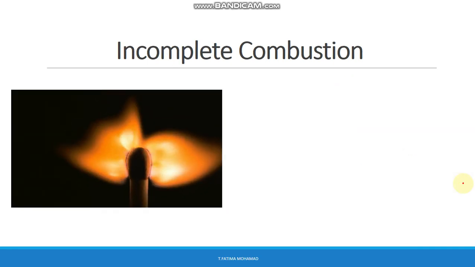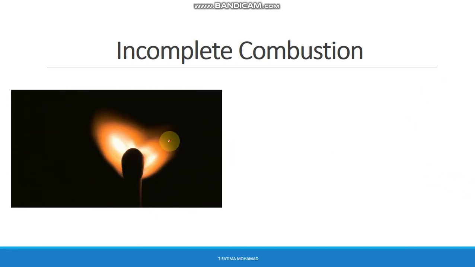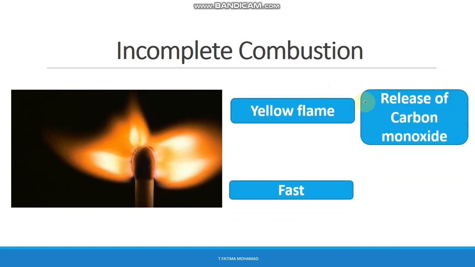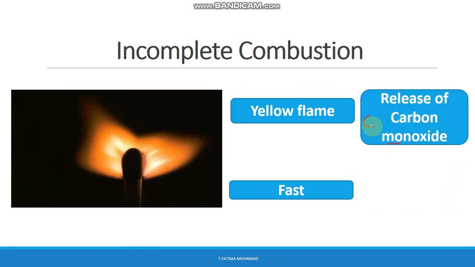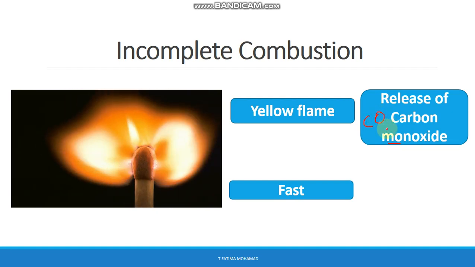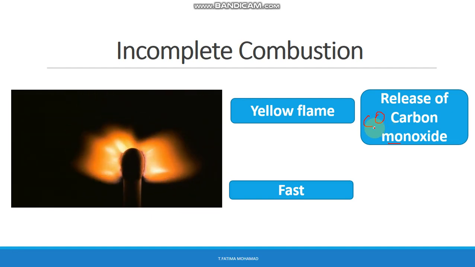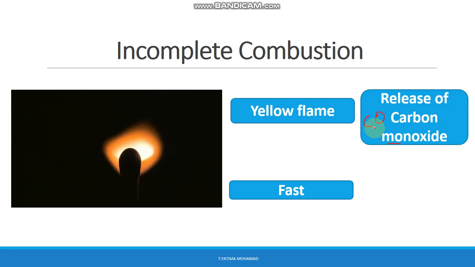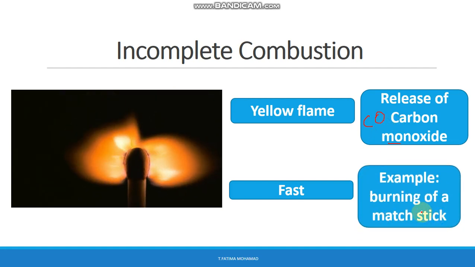The second one is incomplete combustion. Let's see. We have here a matchstick. What's the color of the flame? It is a yellow flame. It's usually fast. And we have release of carbon monoxide. Mono means one, so the formula of carbon monoxide is CO. This is why we have only CO, not CO2, because incomplete combustion takes place when there is an insufficient amount of oxygen, not enough oxygen. So CO, and an example is the burning of a matchstick.